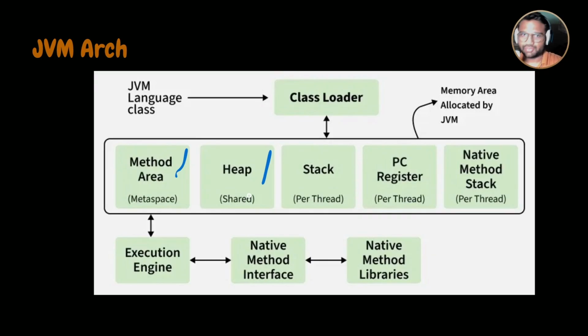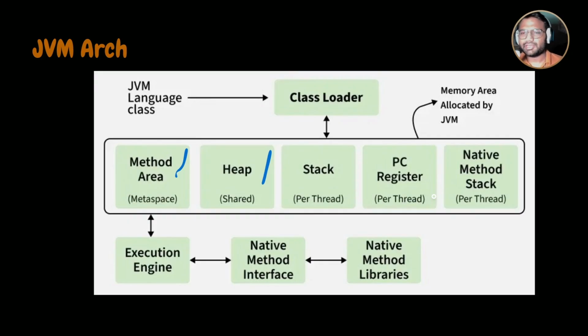Let's now go to the PC register. You have different bytecodes. It may be some 10 or 20 bytecodes, but who decides which bytecode has to come first? The PC register has the instructions that decide which bytecode is going to come. That is, the sequence of execution of the bytecode is decided and stored in the PC register.